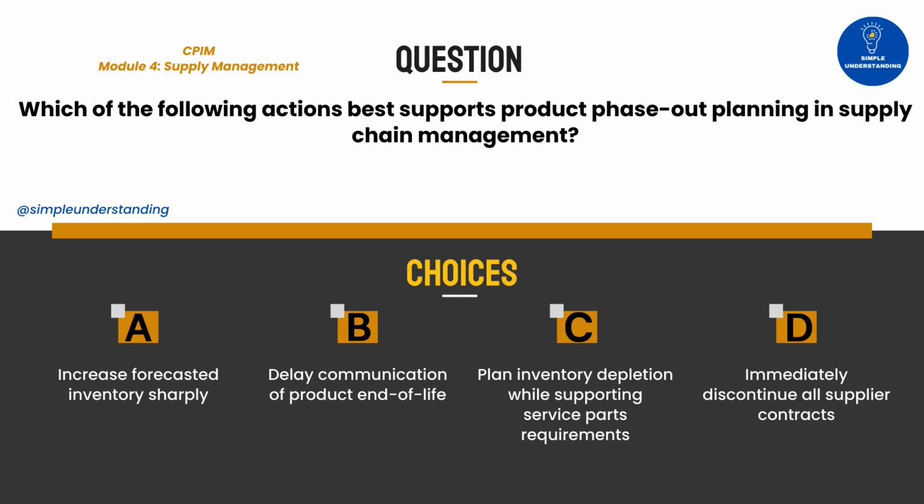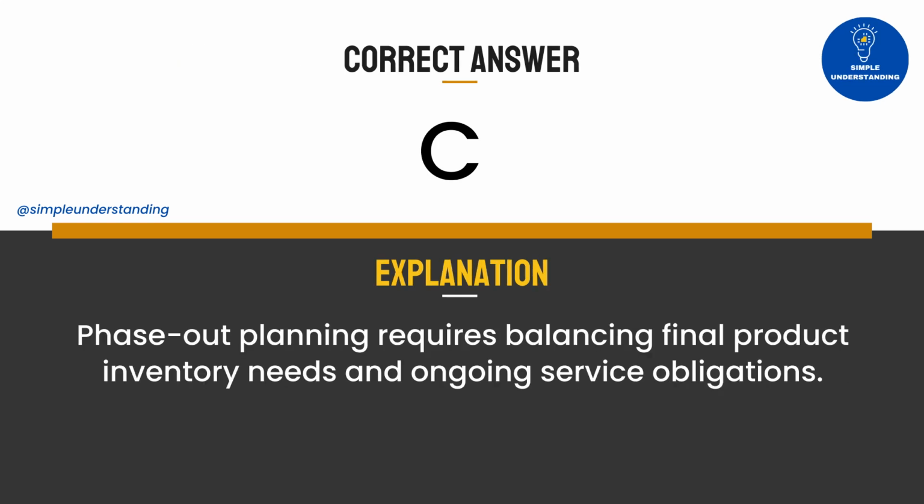A. Increase forecasted inventory sharply. B. Delay communication of product end of life. C. Plan inventory depletion while supporting service parts requirements. D. Immediately discontinue all supplier contracts. Correct answer, C. Explanation. Phase-out planning requires balancing final product inventory needs and ongoing service obligations.